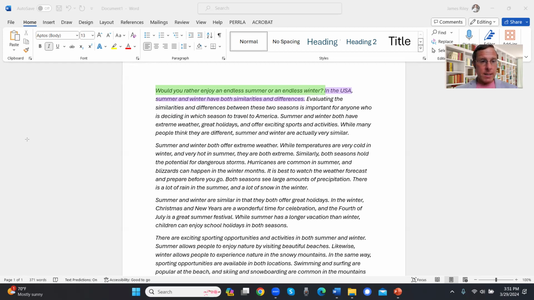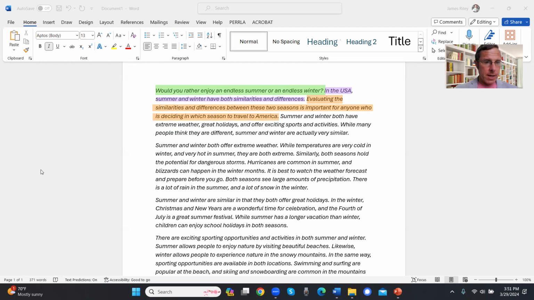Then the author says, evaluating the similarities and differences between these two seasons is important for anyone who's deciding which season to travel to America. So now I know for whom this essay is important. That's the significance of comparison. And the author does a great job of presenting that.